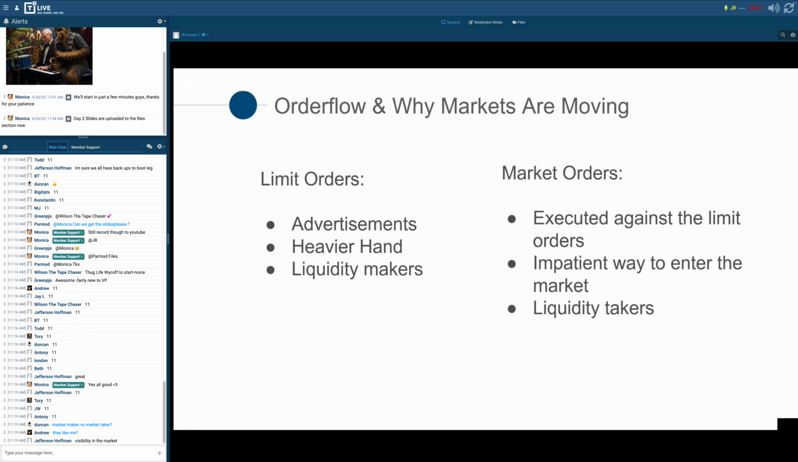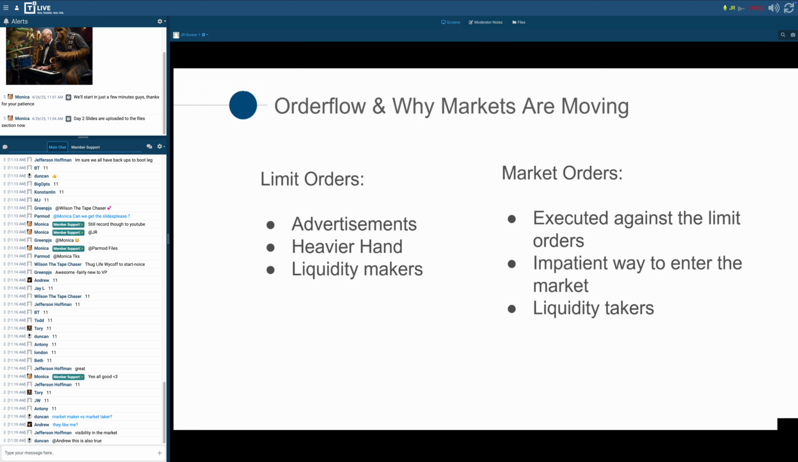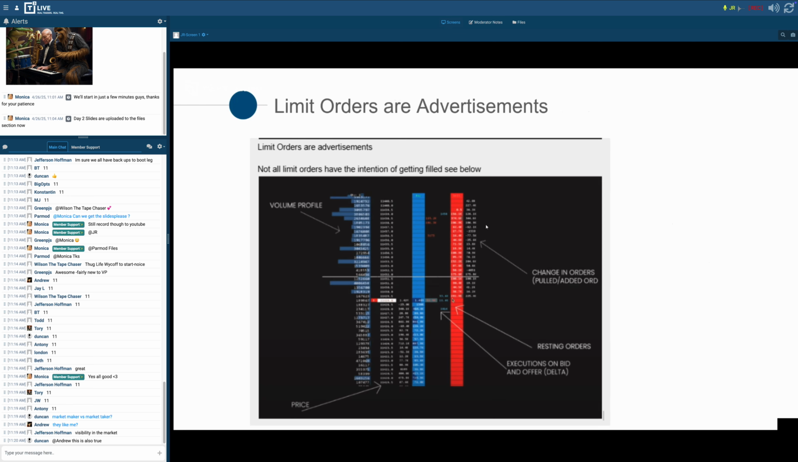Right. Because you're a market maker versus a market taker. You're facilitating the transactional fluidity of the market, right? And there is a premium paid for that. So market orders are obviously executed against limit orders. They're an impatient way to enter the market, okay? And you are taking liquidity from the market, right?